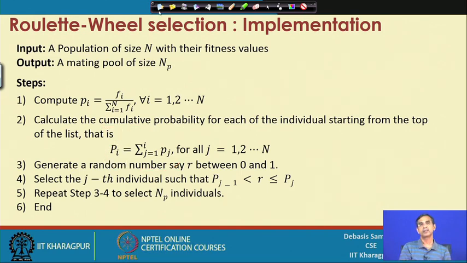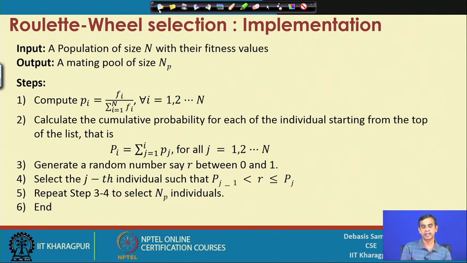Then we have to generate a random number between 0 and 1. Let this random number be denoted as r. Then if r is in between the cumulative values Pj minus 1 and Pj, select the jth individual as the winner. We repeat this step np times to select np individuals.